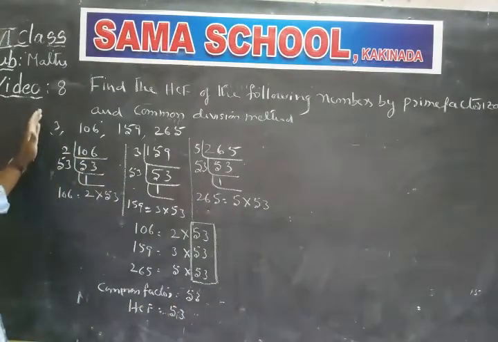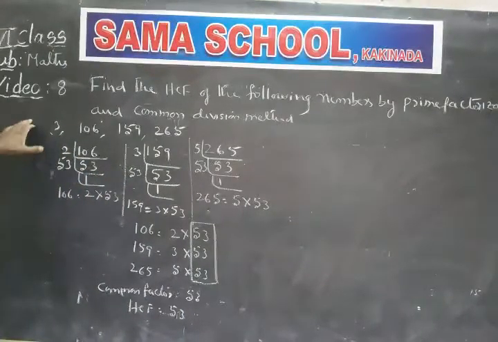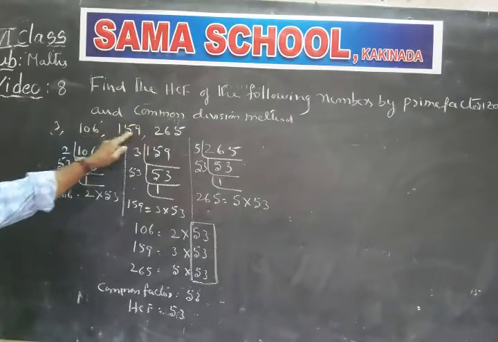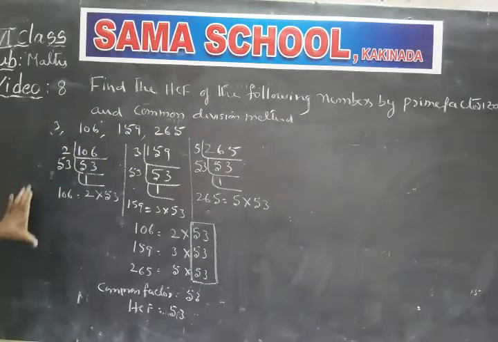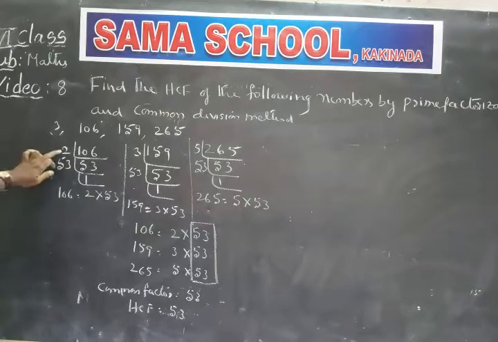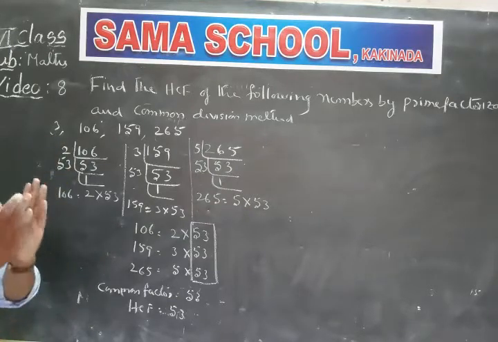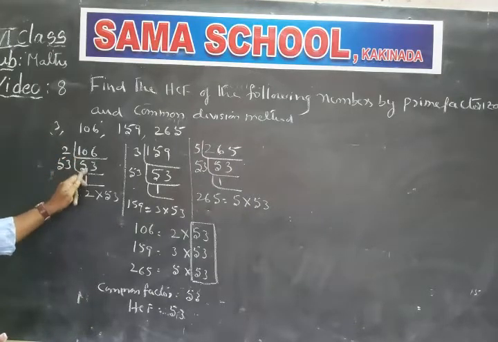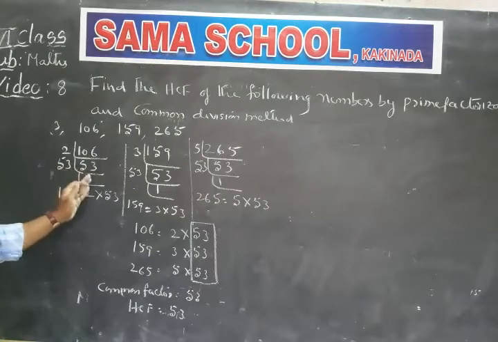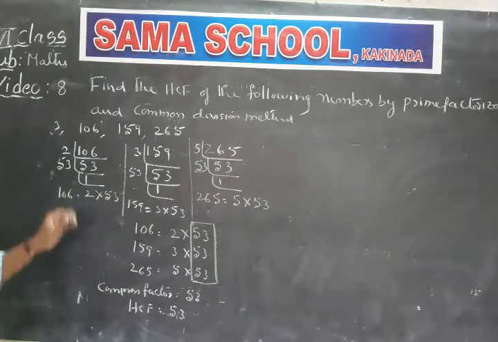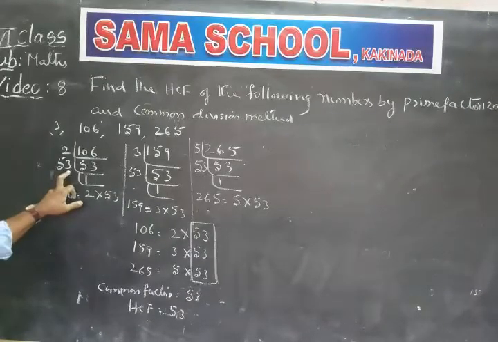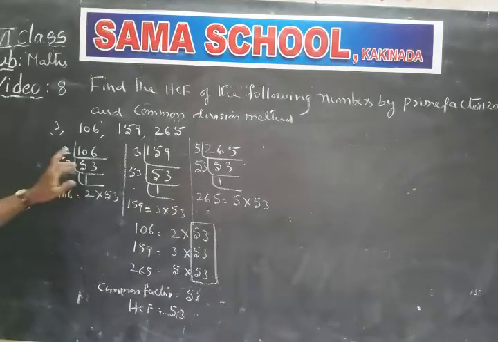This is the prime factorization method, to find the HCF of the given numbers. In the prime factorization method, 2 is the first, least prime number. 2 5s are 10, 2 3s are 6, 53 ones are 53. Why? Because 53 is a prime number. You can't divide it by any number; only 1 and itself, so it is a prime factor itself. So 106 is 2 into 53.